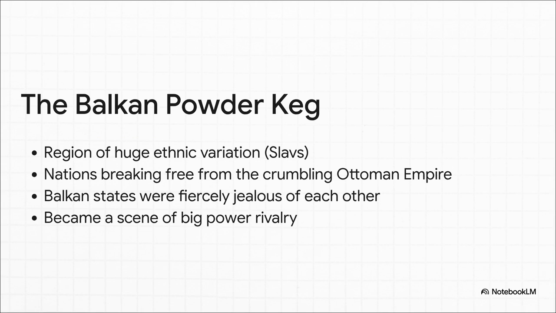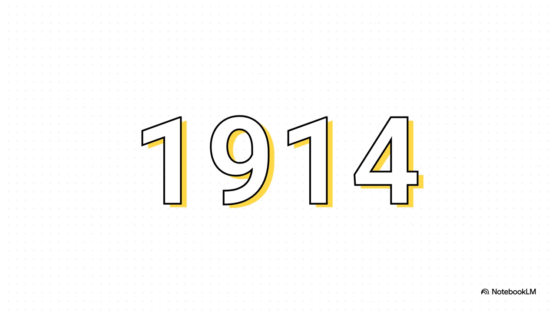You had new nations breaking away from the dying Ottoman Empire, and every single one of them was intensely jealous of the others. On top of that, you had all the big European powers meddling in the region, trying to grab influence. The place became known as the powder keg of Europe, and you just knew it was only a matter of time before someone lit the fuse. So you have this toxic cocktail of intolerant nationalism, imperial rivalry, and a massive military buildup. It was a perfect storm just waiting to happen. The great powers of Europe were like sleepwalkers heading straight for a cliff. And in 1914, that powder keg finally blew, and the world was plunged into war.